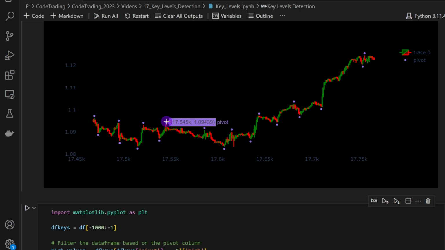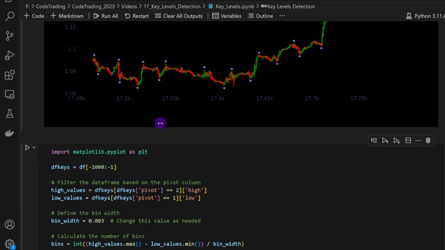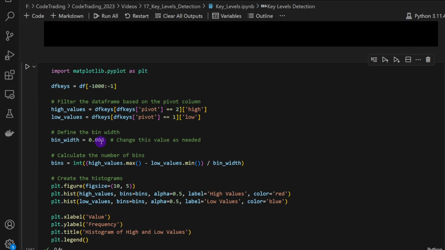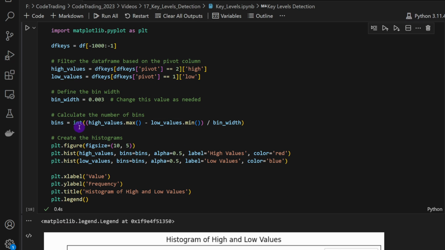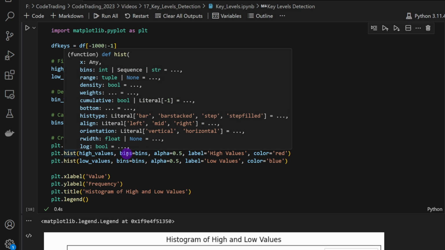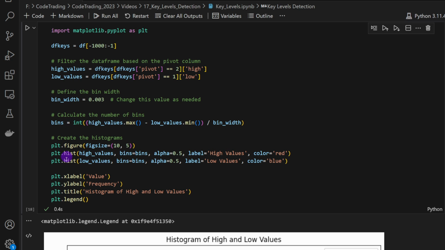So it's up to me as a user to define this bin width, and keep in mind that this is also the width of the current support or resistance zone that we're going to define. So for now, I took only 0.003 for this example, and then I'm computing the number of bins, taking into consideration the bin width, because the histogram function requires the number of bins right here. So then we can plot our histograms.